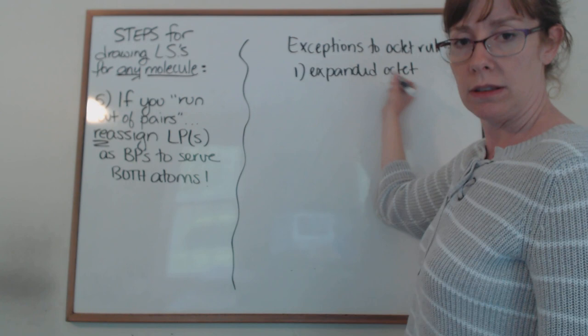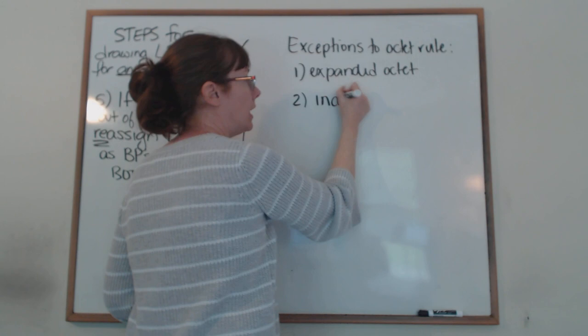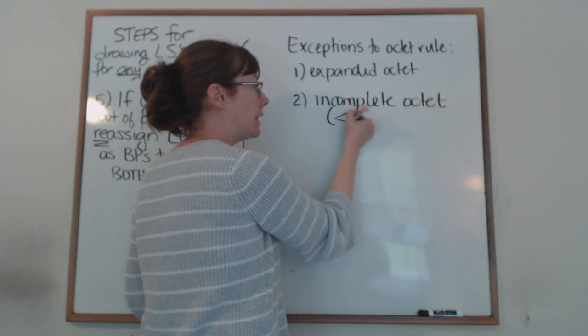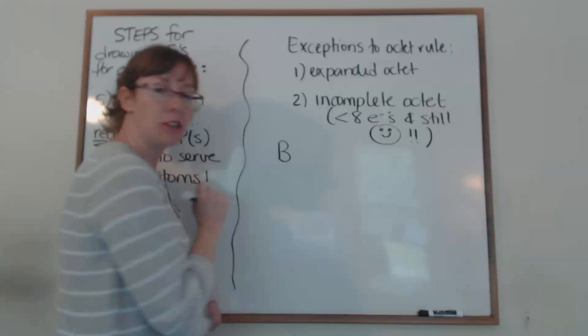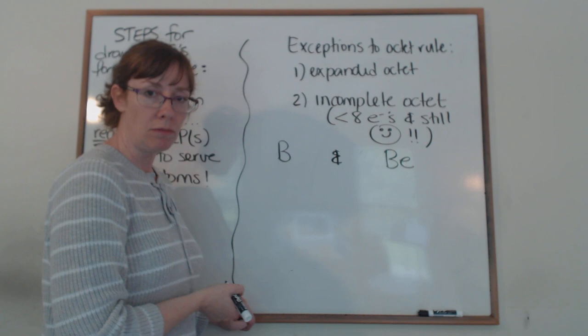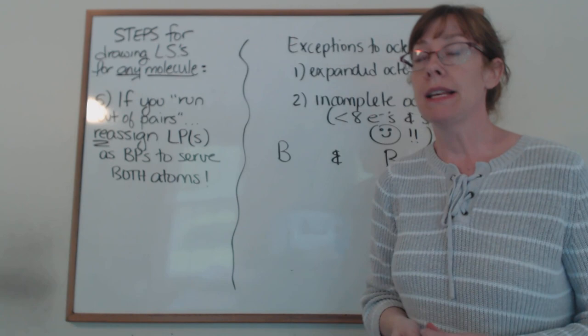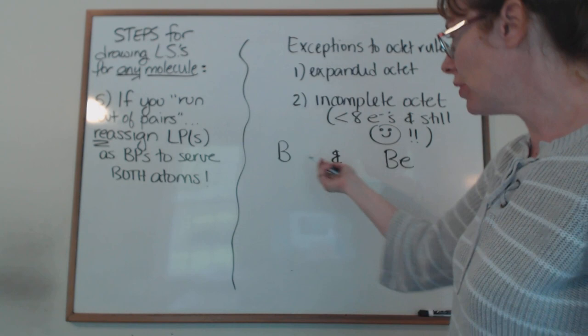There's a second exception, which I want to mention here, which is called an incomplete octet. That means having less than eight electrons and still happy or still satisfied. Okay, what are the two atoms that do that? It's just something you have to kind of memorize. Boron and beryllium. Boron and beryllium are happy with less than an octet. Let me go ahead and show you real quick.